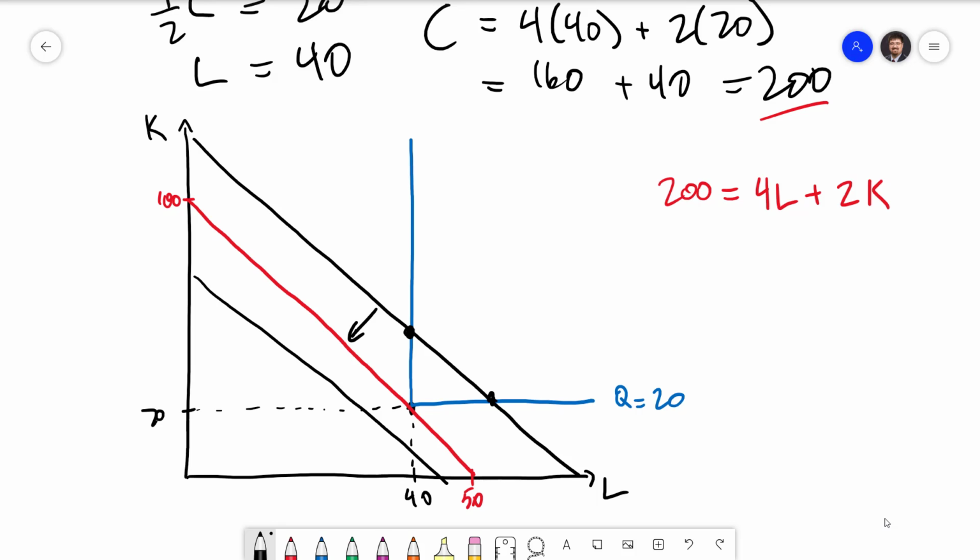We've now shown how to minimize costs with our 3 production functions. In the next video, we're going to talk a little bit more about cost.